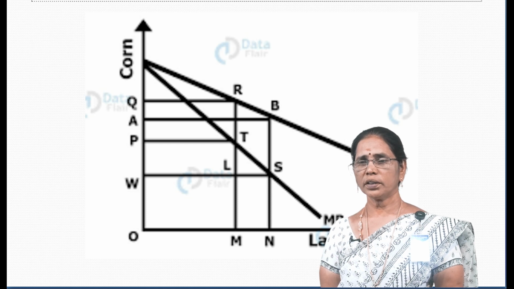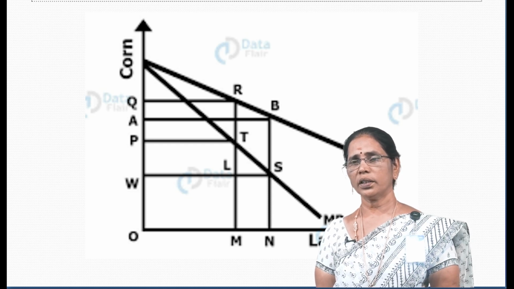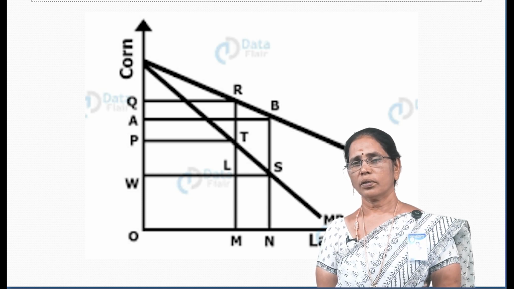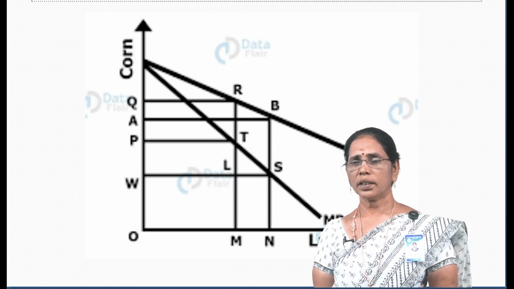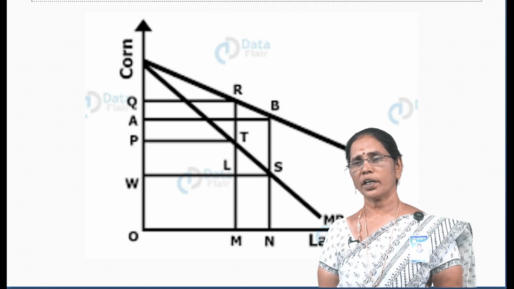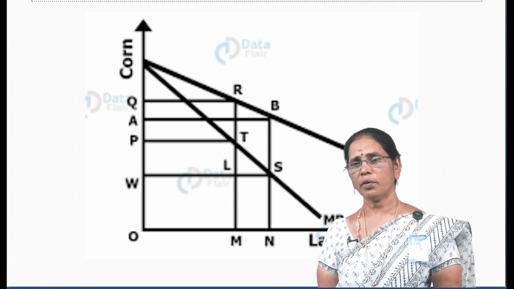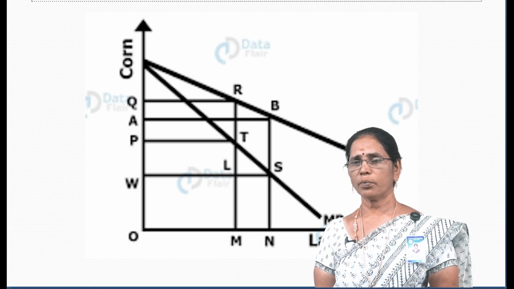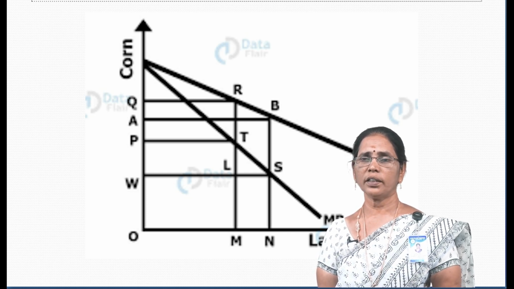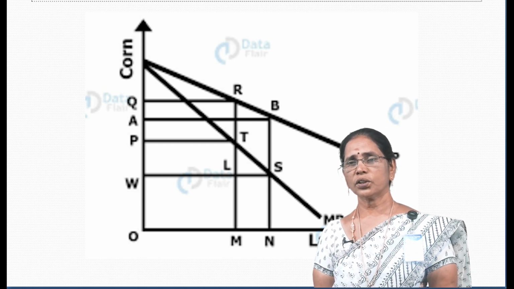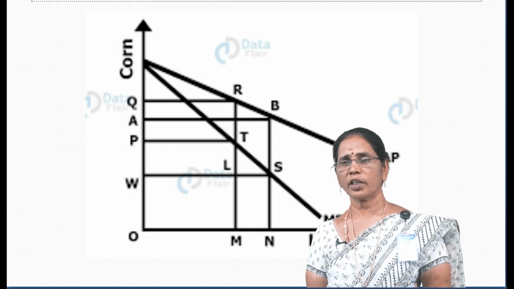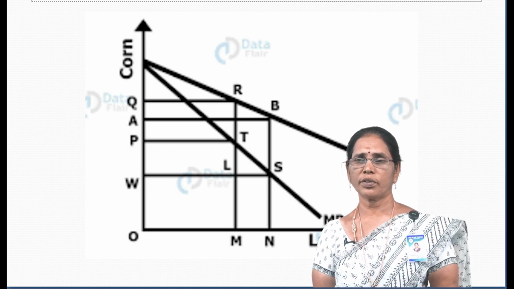Then the labor level is increased from OM to ON. In this situation, the total rent increases from WLRQ to WSBA. This is the theory given by Professor Ricardo. When the labor level is increased from OM to ON, the rent level automatically increases from one level to another. It is on the basis of the marginal productivity of labor and the average productivity of labor.